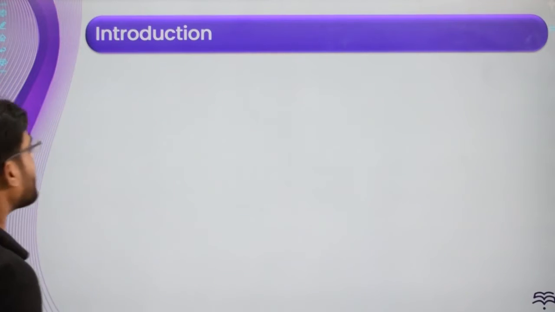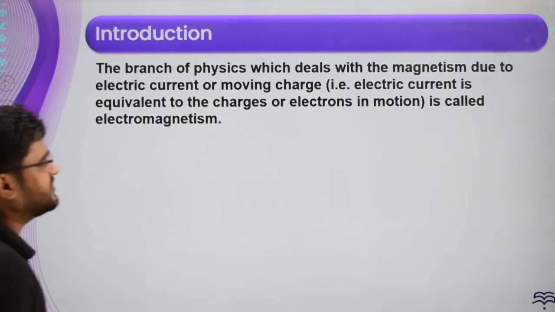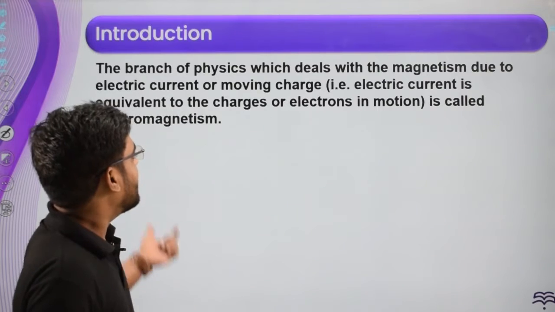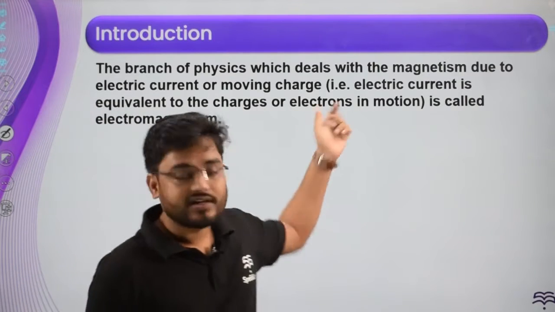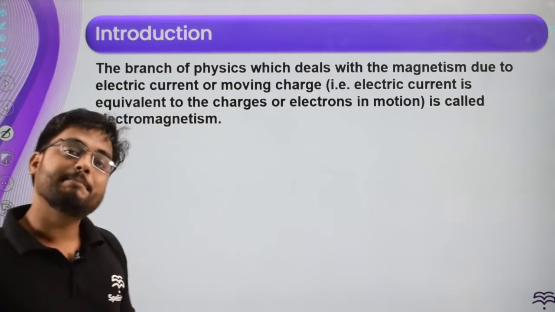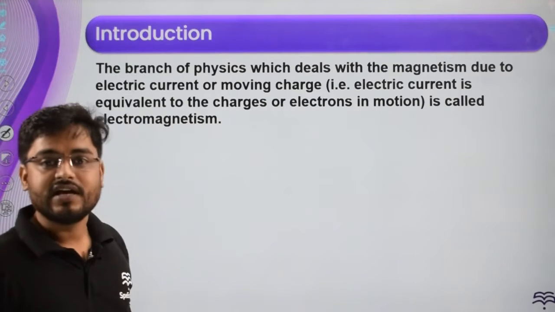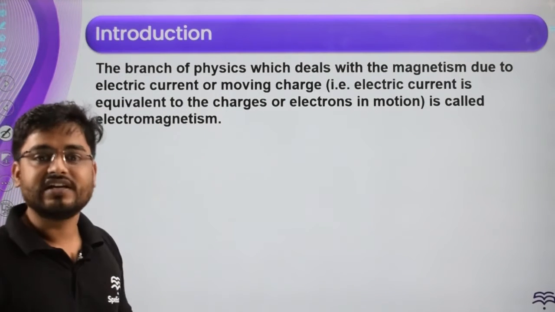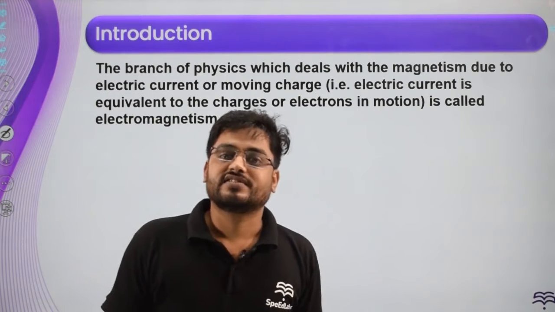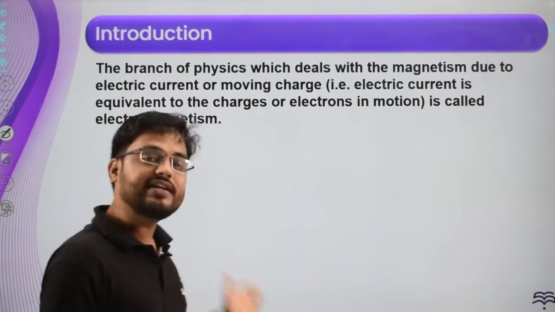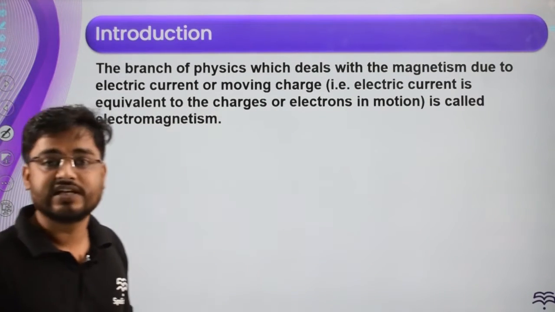So what is electromagnetism? Electromagnetism is a branch in which we deal with charges or electrons, and their motion in magnetic and electric fields. To be precise, in electric and magnetic fields, how do charges behave, what is their motion, how do they experience force, and what happens if they experience force?